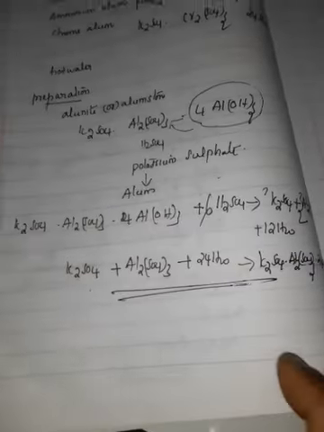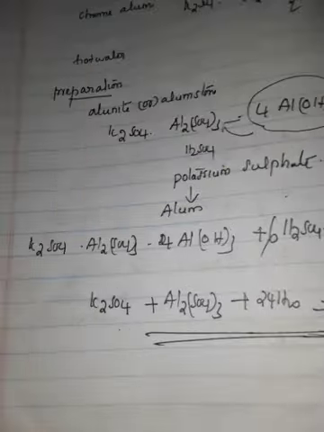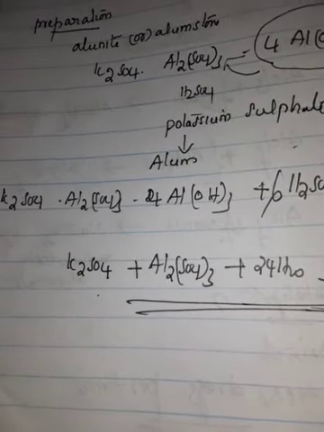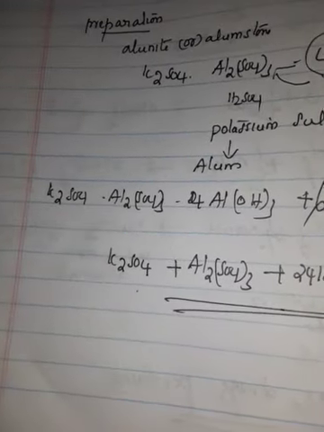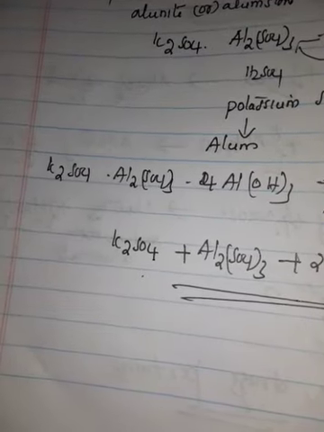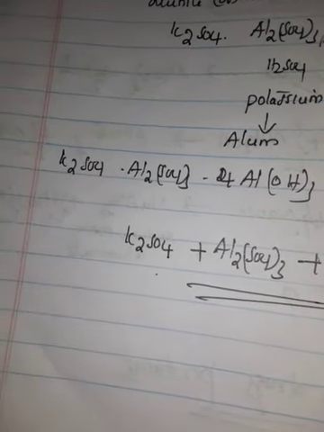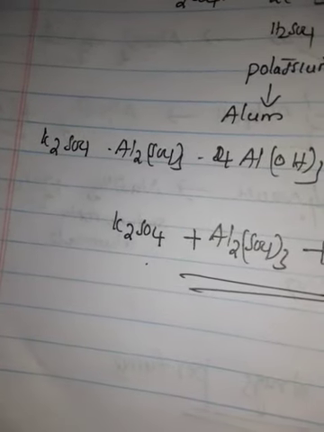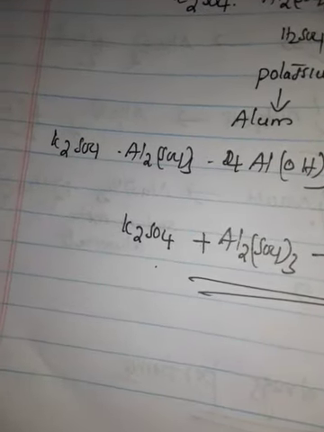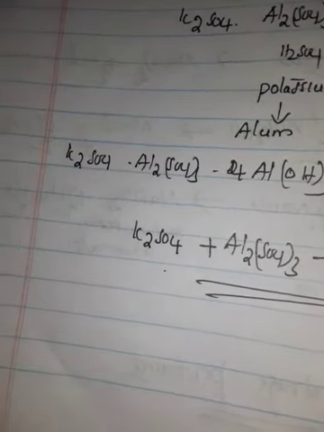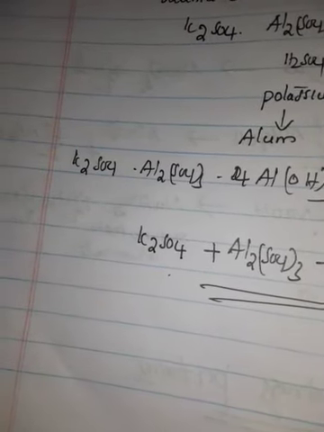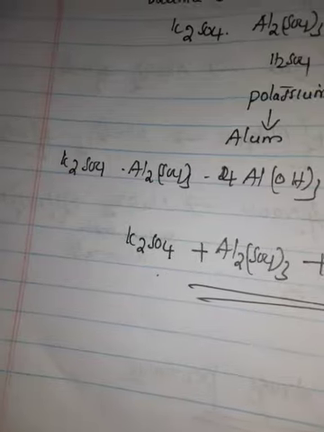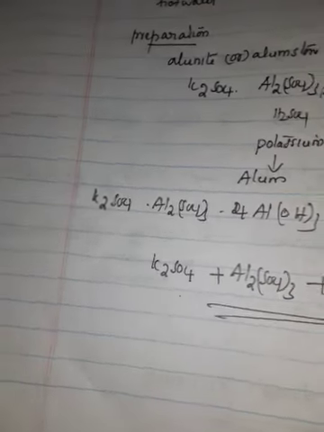Thus alum is prepared. Now some of the properties. It is a white crystalline solid. It is also used as a medicine. In many houses, this alum is kept in front of the house.